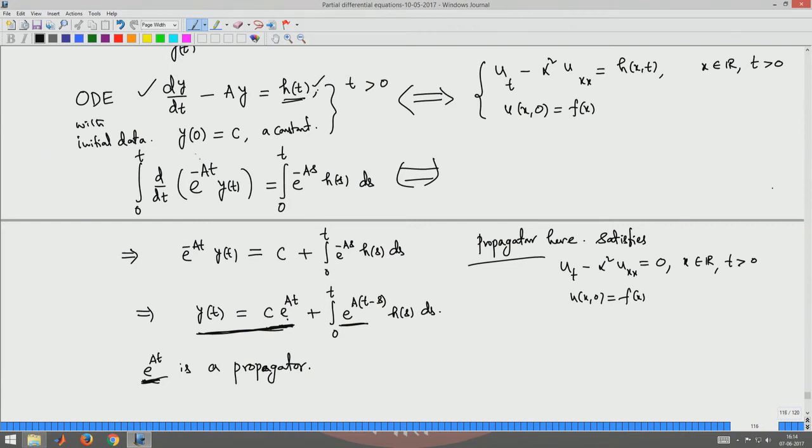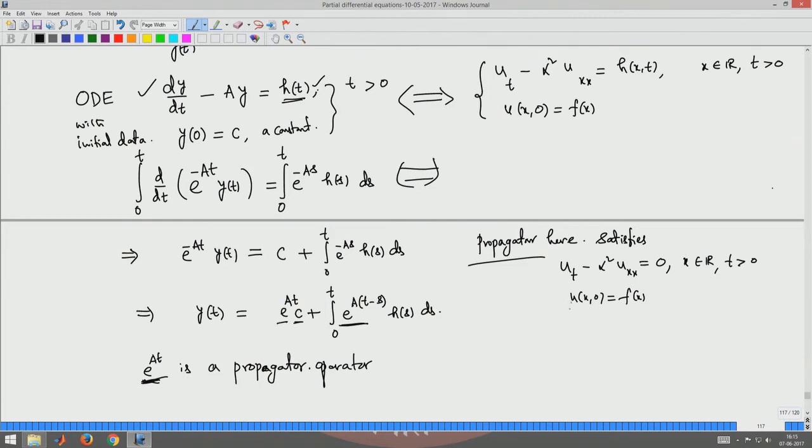So, c into c, that is okay. You can write this is a constant, I can write it here. So, this is an operator, a propagator operator. If you view it like this, e power at acts on the constant, the initial data c. Okay. So, homogeneous equation with the initial data.